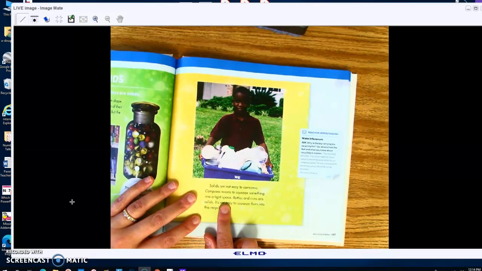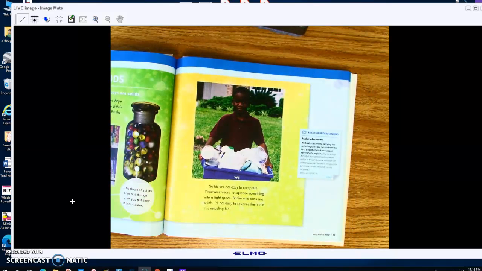Solids are not easy to compress. Compress means to make them go flat. Would it be very easy to make your desk go flat? No. Compress means to squeeze something into a tight space. Bottles and cans are solids. It's not easy to squeeze them into this recycling bin.